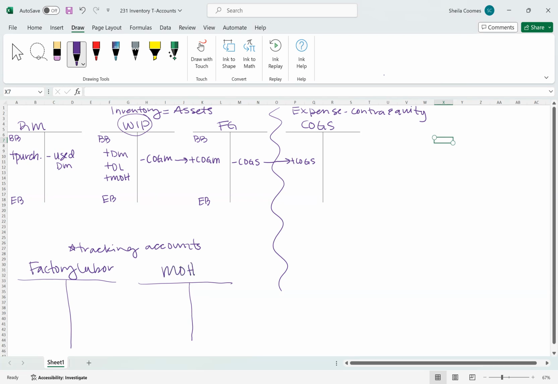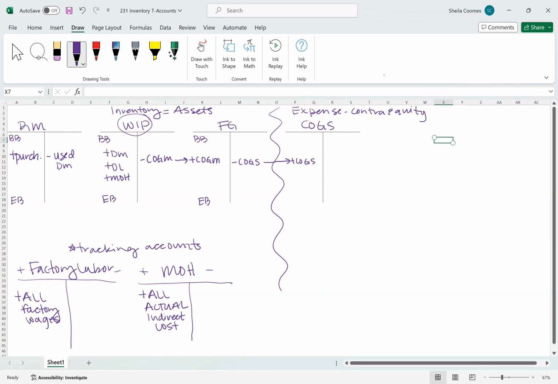Now they work the same way. Pluses on the left, minuses on the right, pluses on the left, minuses on the right. Okay, so let's first look at factory labor. Factory labor is going to be increased by all our factory wages and benefits. Anything payroll related for those individuals making the product. Okay, now when we think about factory labor, I want you to keep that in mind. Manufacturing overhead, same idea, but this is all our actual indirect costs. Okay, so keep that in mind.